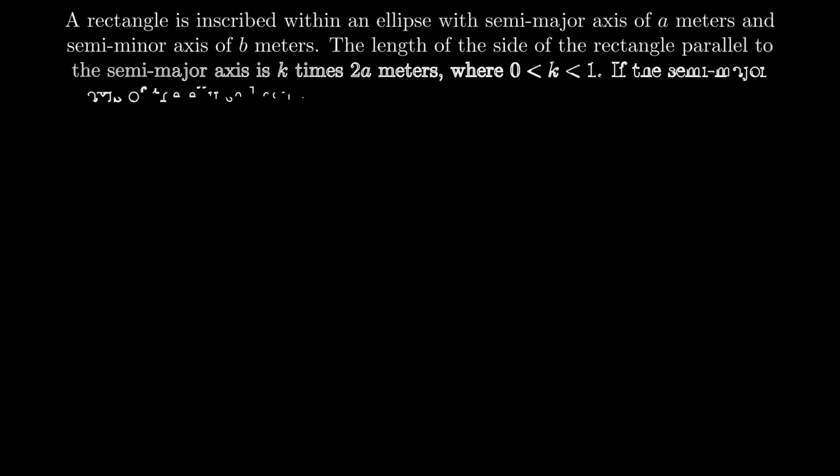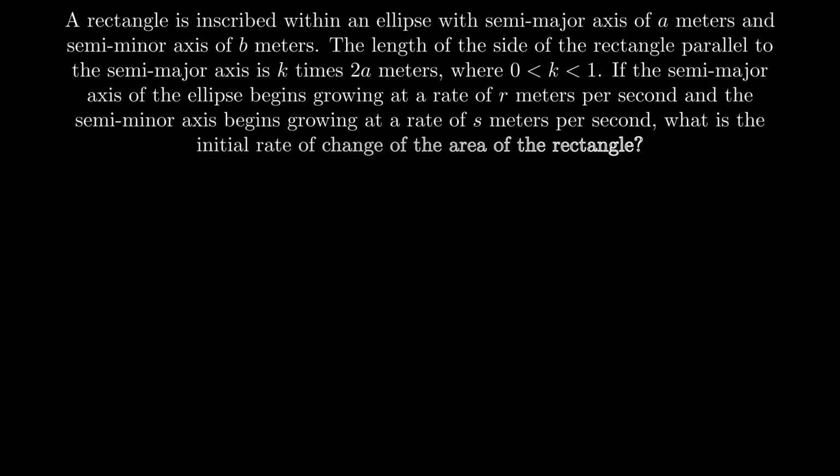Consider the following situation. A rectangle is inscribed within an ellipse with semi-major axis of a meters and a semi-minor axis of b meters. The length of the side of this rectangle parallel to the semi-major axis is k times 2a meters, where 0 is less than k, which is less than 1. If the semi-major axis of this ellipse begins growing at a rate of r meters per second, and the semi-minor axis begins growing at a rate of s meters per second, what is the initial rate of change of the area of the rectangle?